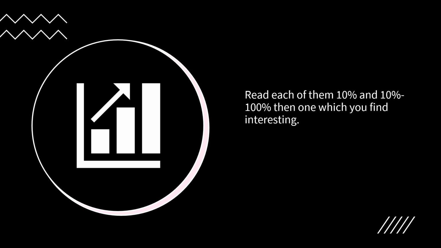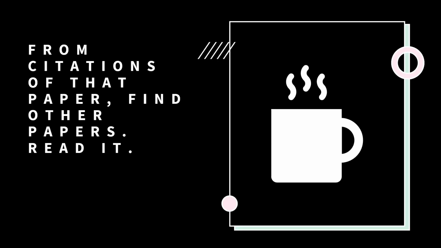So it can also happen that you will not find any of them interesting, then you can go to the next one. You can read each of them to get the 10% understanding and then you can go to another paper. Okay. So then what do you do? Once you read those papers 10% and the one you find interesting, see its citations.